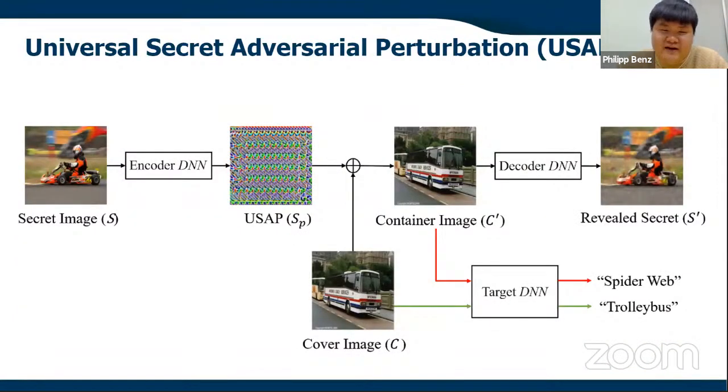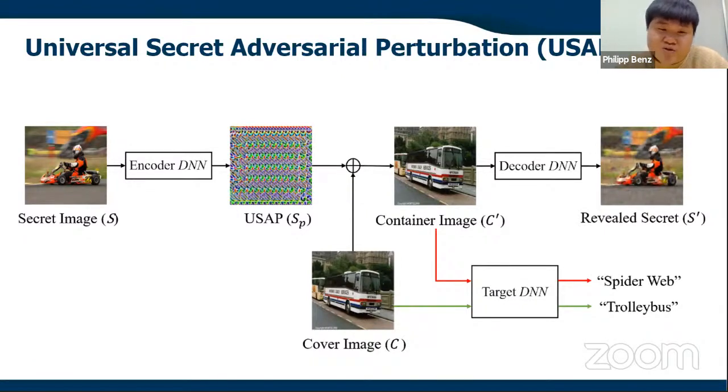And finally, we try to come up with a training pipeline, I would say, to try to put both perturbations in at once. As you can see here, we have an encoder DNN and a decoder DNN, which is the same as before, what we did for the universal deep hiding. But the difference here is that now when we put this perturbation into the cover image, it will also fool the target DNN. For example, in this case, the network will say it is a spider web.